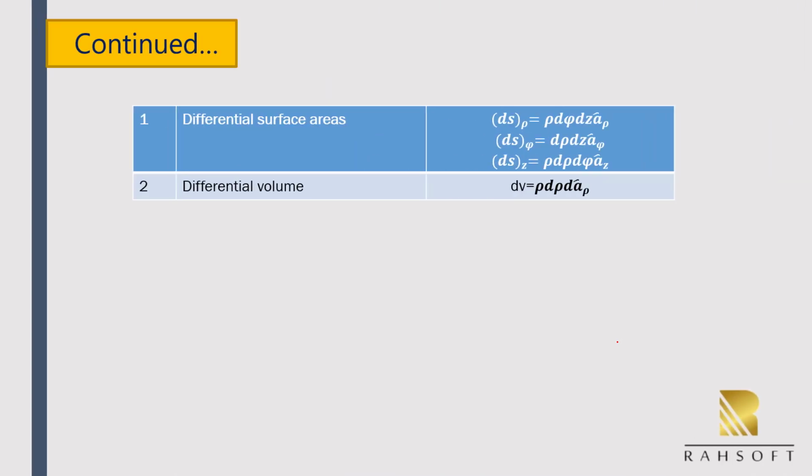You can see here, this is a table through which you can easily learn the differential surface areas. ds rho equals rho d phi dz unit vector a rho, ds phi equals d rho dz unit vector a phi, ds z equals rho d rho d phi unit vector az, and differential volume is dv equals rho d rho d phi dz. This is the differential volume.